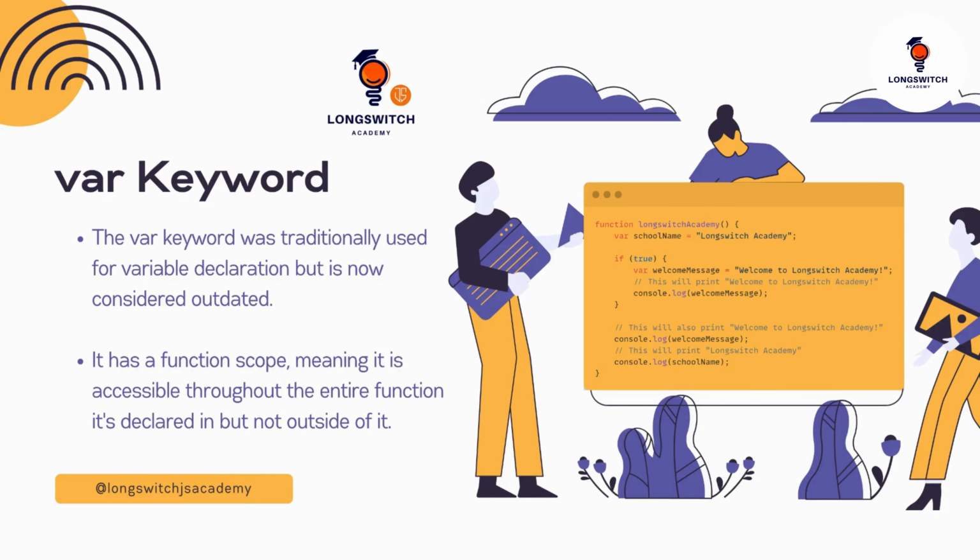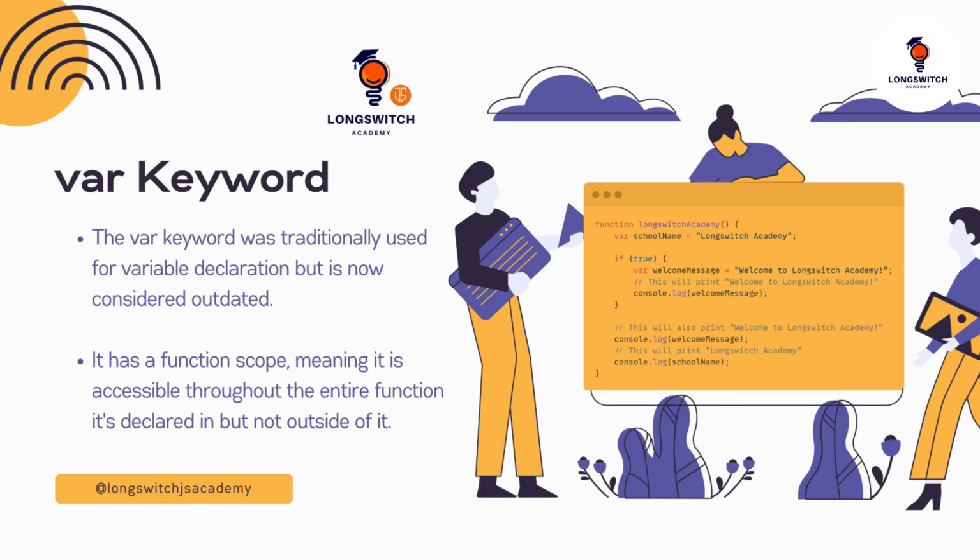The var keyword has a unique characteristic known as function scope. This means that when you declare a variable using var, it is accessible throughout the entire function in which it is declared, but not outside of that function. For example, if you declare a variable with var inside a function, you can use that variable anywhere within that function. But as soon as you try to access it outside the function, it won't be available.